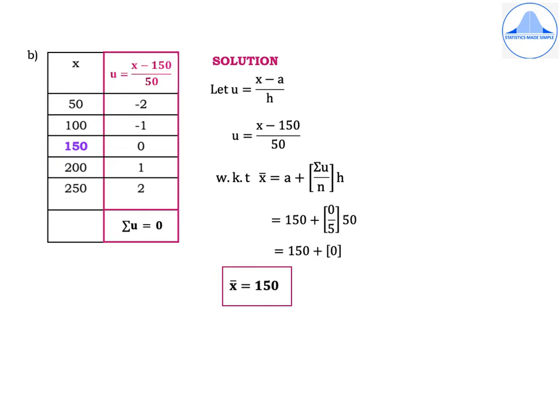Use the formula of the arithmetic mean for raw data for step deviation method as x bar equal to a plus summation u by n into h, which is equal to 150 plus 0 divided by 5 into 50, which is equal to 150 plus 0. So you get x bar equal to 150.